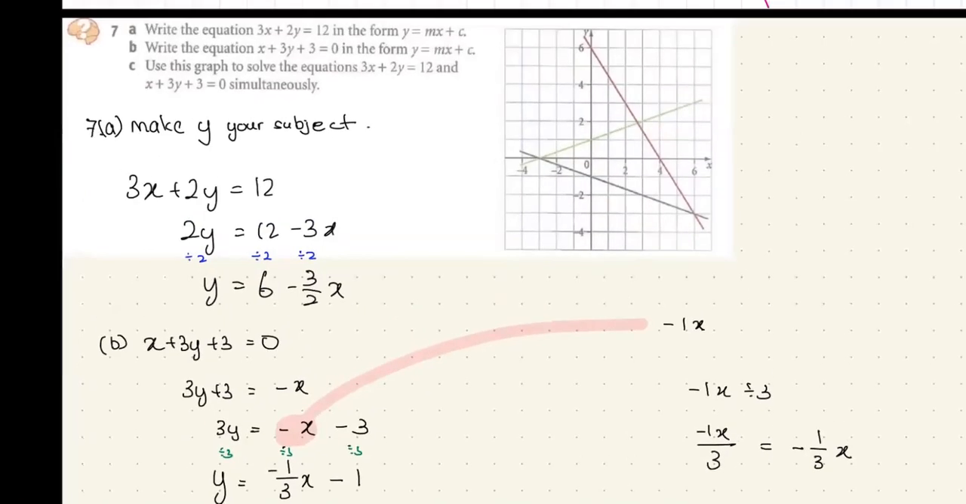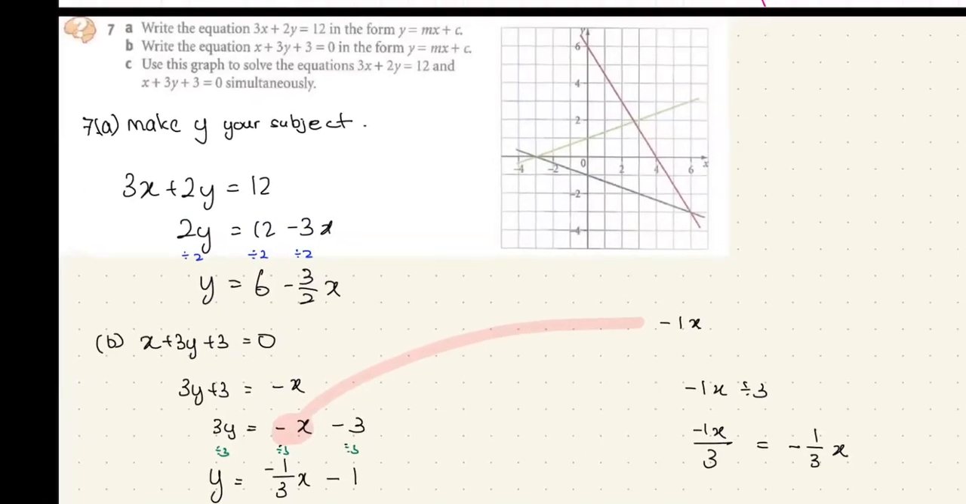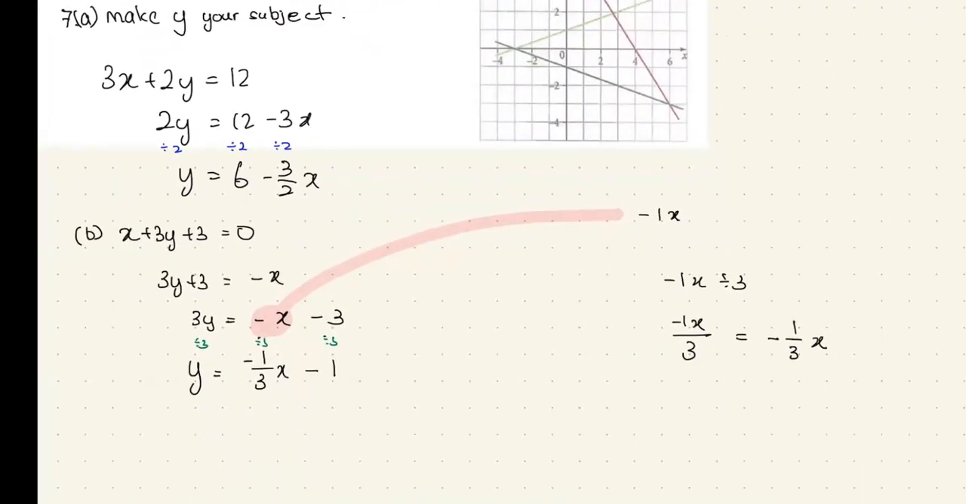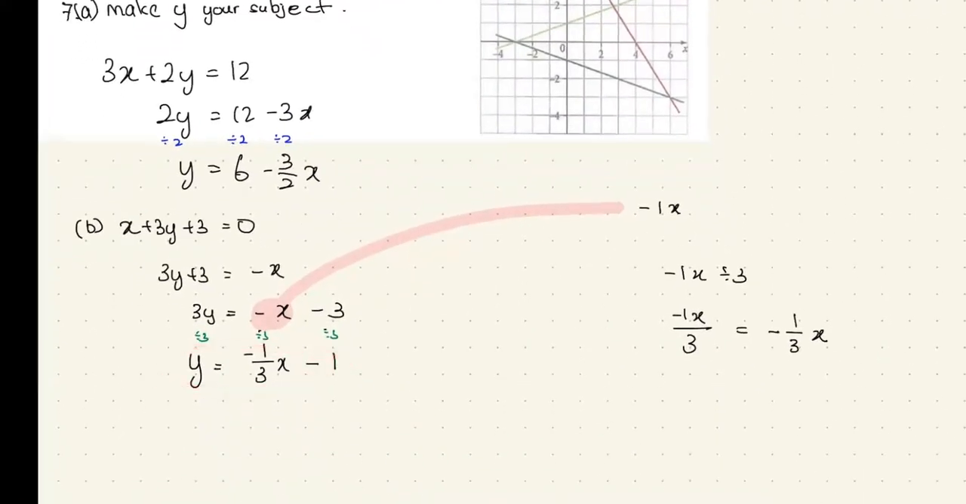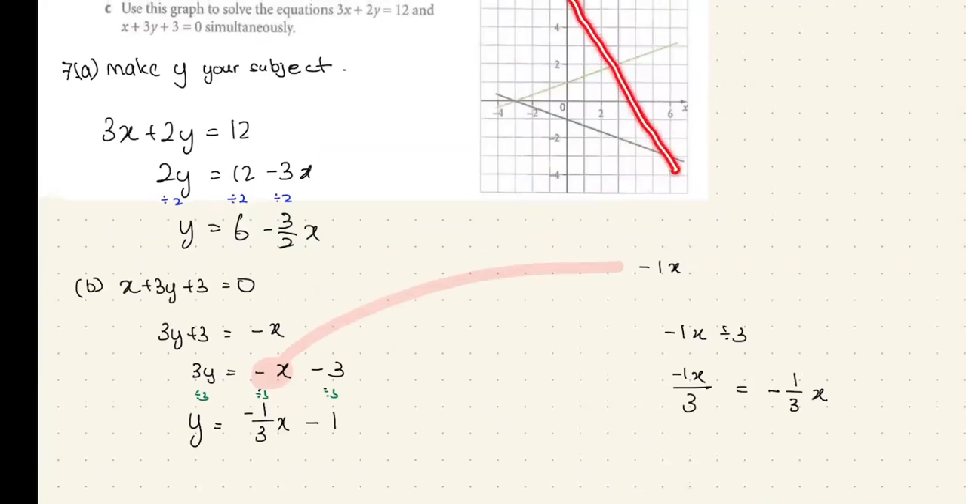And then use this graph to solve the equation, this one and this one. So you can actually see what they want. Because when you rearrange like that, you can see what is the y-intercept here, -1, this line, and 6, this line. So I actually want the intersection of these two lines, which is right here. And I just work my way to my x-axis. x is equal to 6.